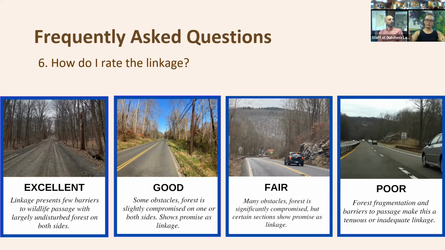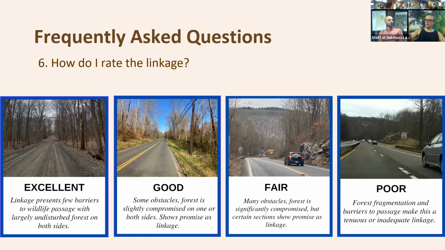From there, we ask you to take all of this data, so traffic, development, habitat types, barriers, and rate the linkage for us on a scale from excellent to poor. We've given you some pictures and a little bit of word prompts to give you an idea of what we're thinking about. And really critically, I want you to rate these linkages for your community or your county. Don't think about the whole corridor.